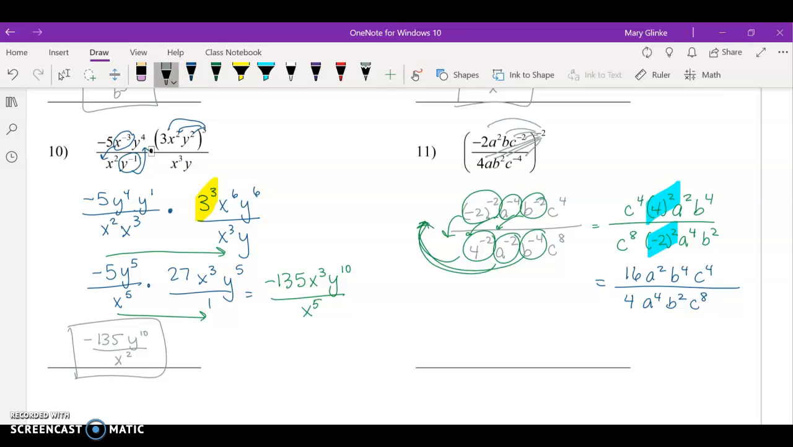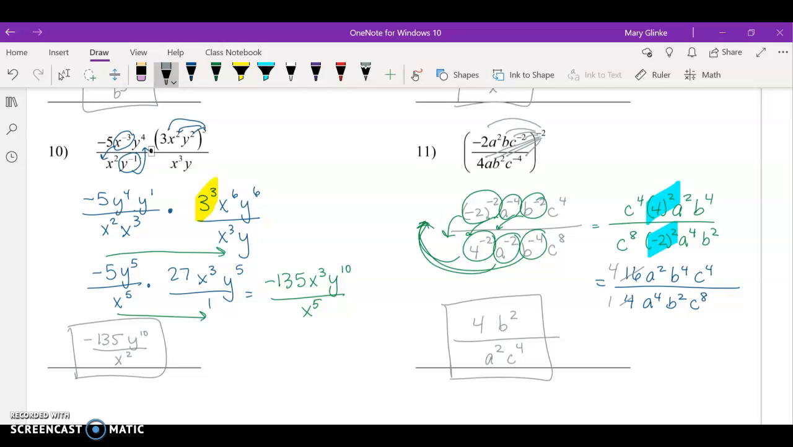Now I just have to reduce my fraction. So 16 divided by 4 reduces to 4 divided by 1. So I have 4 in my numerator. For my a's, I have 2 extra a's in the bottom. For my b's, I have 2 extra b's in the numerator. And for my c's, I have 4 extra c's in the denominator.